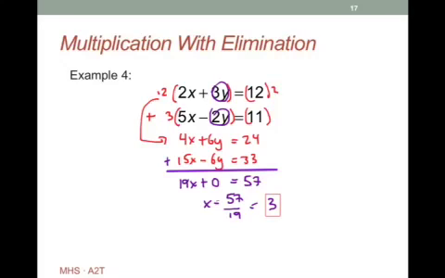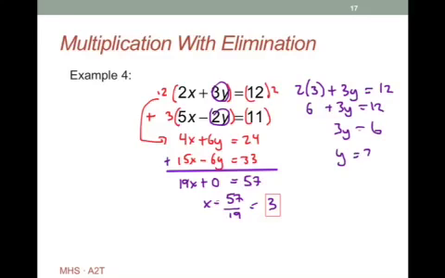Now I have to plug 3 back into one of my original equations. Either one will work. I'll choose to do the first one. 2 times 3 plus 3y equals 12. Solve for y. And y equals 2. So my ordered pair is 2, 3.